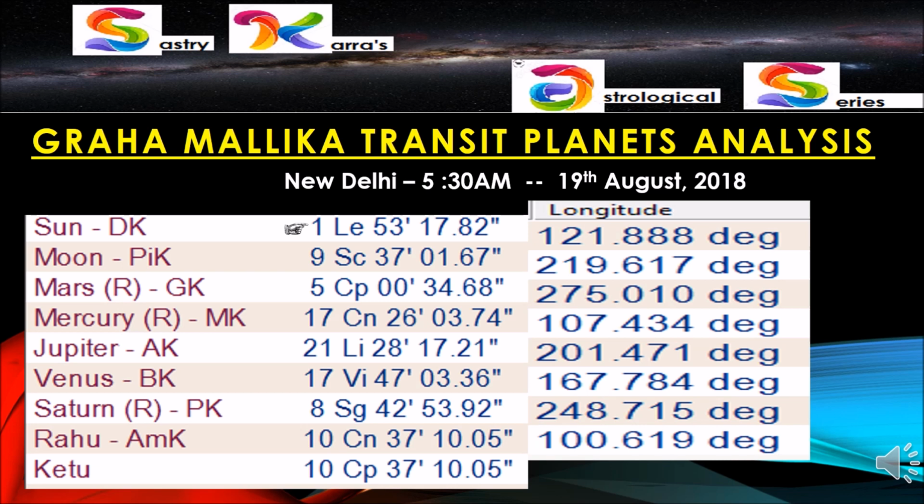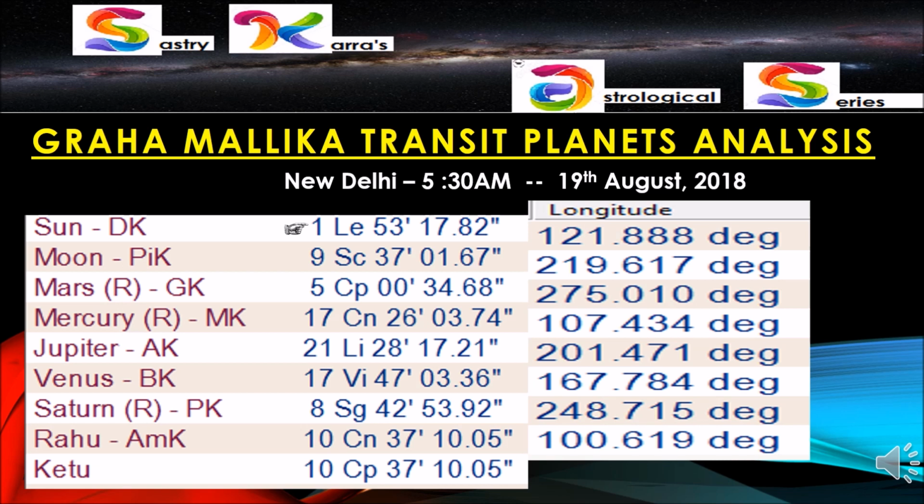Let's now start looking at the individual transit planets' inclinations, just to see where they are and how they are. If you look at it here, Sun is at 1 degree Leo. That means Sun is the only planet that is in Rashi Sandhi. So when transit Sun is in Rashi Sandhi, you have to consider that if it is not in Leo, the previous sign is Cancer. So should we consider Sun being in Cancer and then look at the transit analysis, or sometimes you have to consider both, Sun being in Cancer and Leo, and look at the transit analysis.